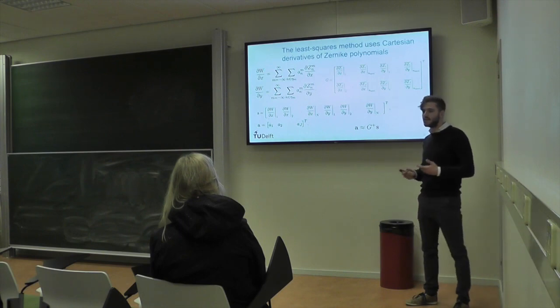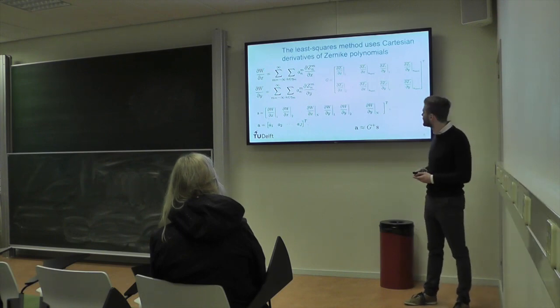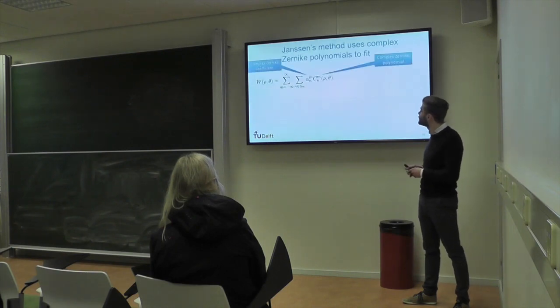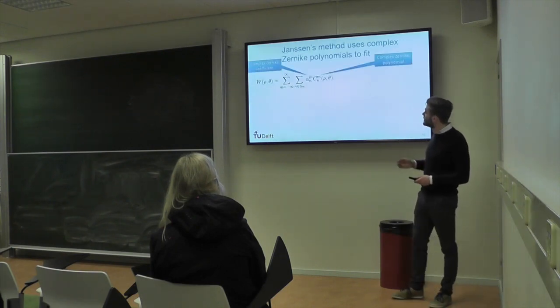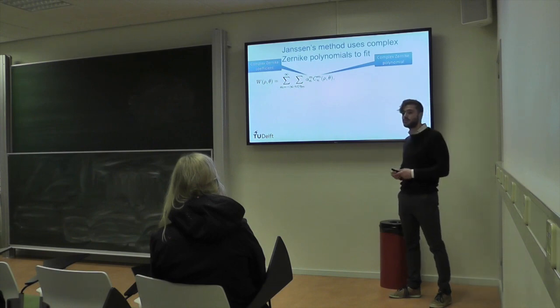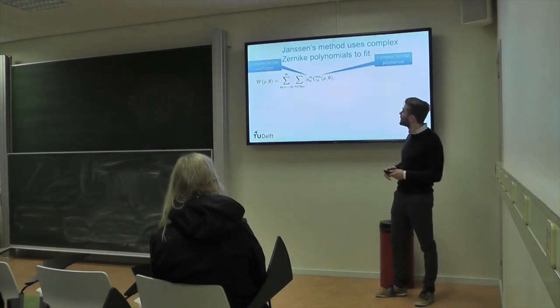Now this is the least squares method, or the very conventional method. And I will show you now how Jansen's method differs, because the first thing that is different for Jansen's method is that we are using complex Zernike polynomials, and in general also complex Zernike coefficients.